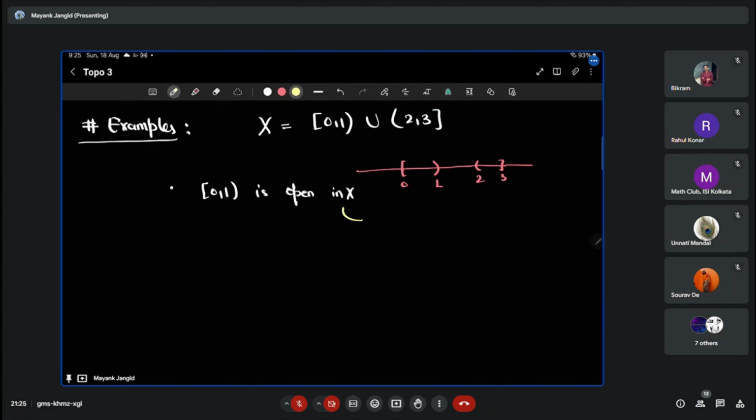So subspace topology, and similarly [2, 3] is also open. And clearly these two are disjoint and their union is the full space. So this is an example of a disconnected topological space, which can be seen easily in this case, that there are two disjoint pieces. Okay, so this is a non-example, and now I should give one example as well.